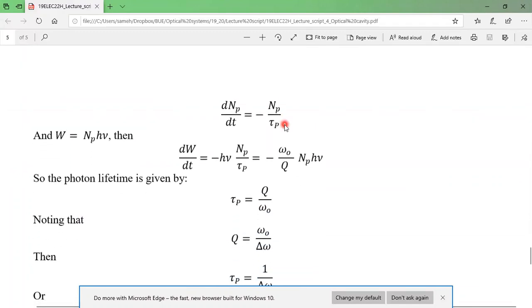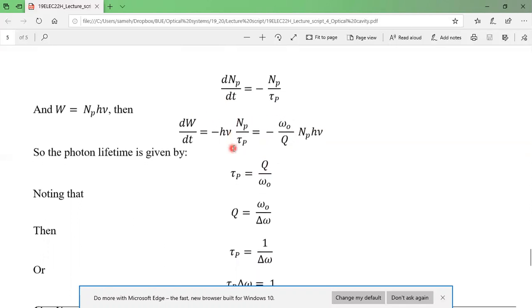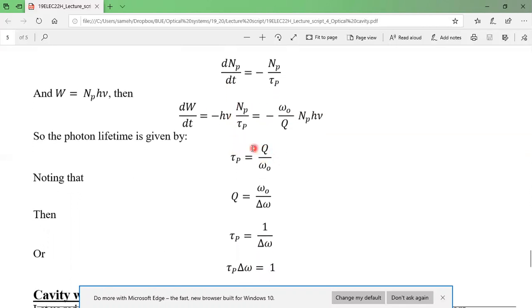And then we say that dW/dt, or the relation between the energy and the number of photons, is simply h nu, because you know that the energy of a single photon is h nu. So if you have N photons, their energy will be h nu times N. Very simple. So this is the relation, and then we make this mathematical equality till we reach this equation that tau p equals Q over omega naught.